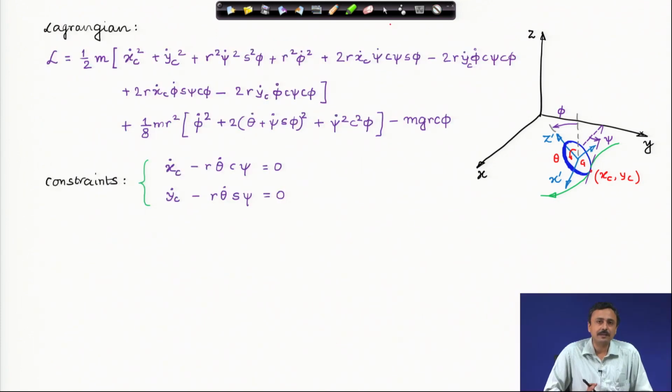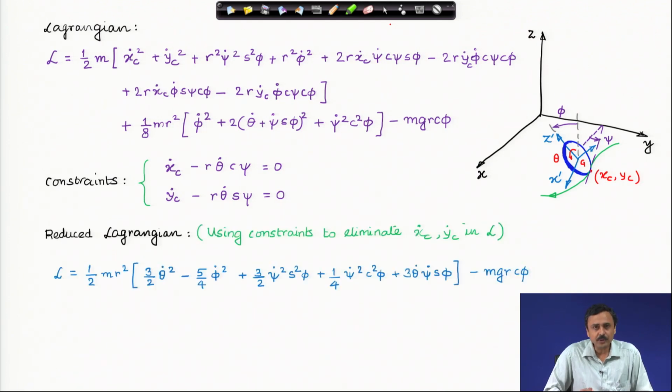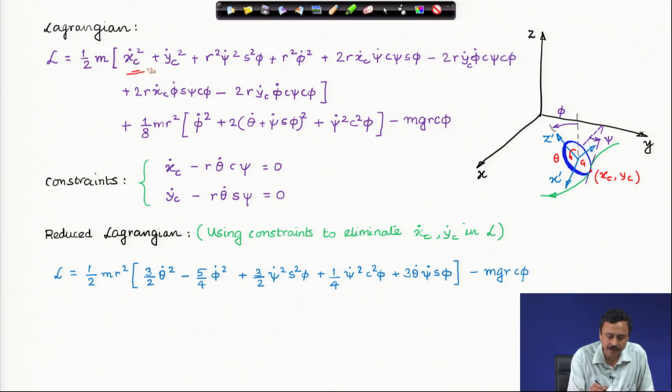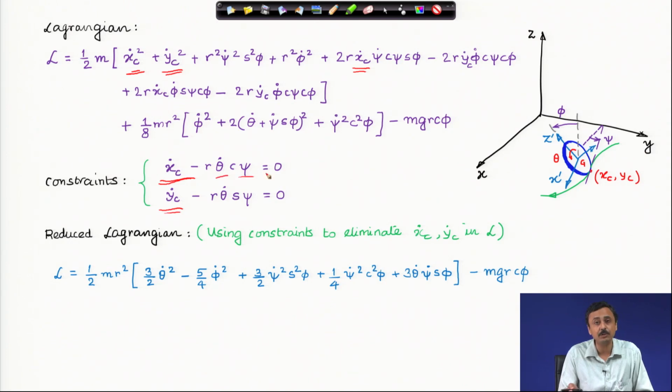Let us look back a little bit again at the Lagrangian and the constraints. Can we do something about it? Not involving the Lagrange multipliers, can we do something? We can. If you notice carefully, the Lagrangian has only the time derivatives of x c and y c everywhere. There is no x c or y c appearing there, everywhere we have x c dot or y c dot, and we have x c dot and y c dot in terms of theta dot, psi dot, in terms of the angular coordinates, the orientation and spin coordinates.